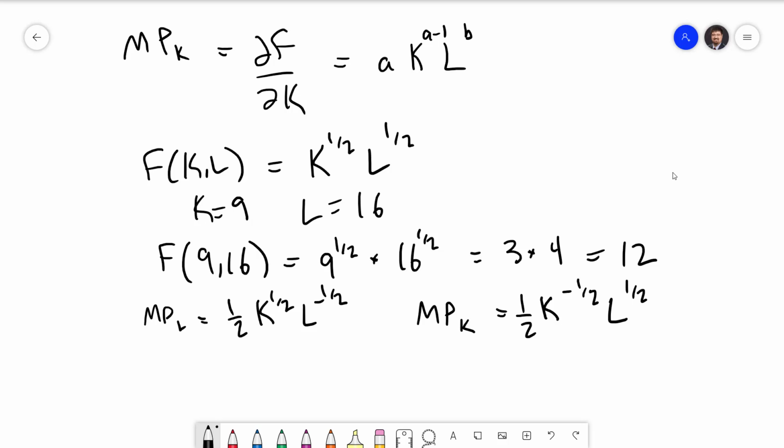If we wanted to figure out what exactly the marginal products are here, we can then just plug in numbers for K and L, for example, the 9 and 16 that we used earlier. That is where we will stop for now. In the next video, we're going to continue digging a little deeper into production functions.